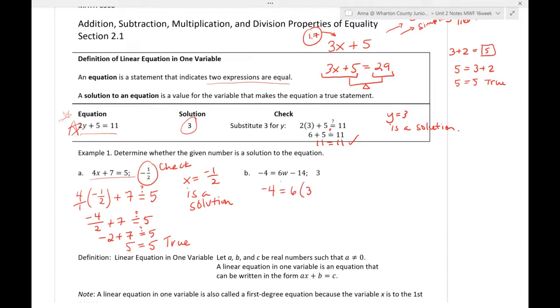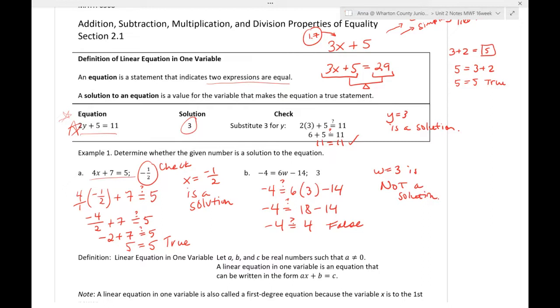So it becomes negative 4. Is that equal to 6 times 3 minus 14? We're going to evaluate, using order of operations, the right-hand side of this equation. And so that gives us 18 minus 14, because we do that multiplication first. Then we subtract. And again, we're checking to see if this is true. We get negative 4. Is that equal to positive 4? This is false. So w equals 3 is not a solution.